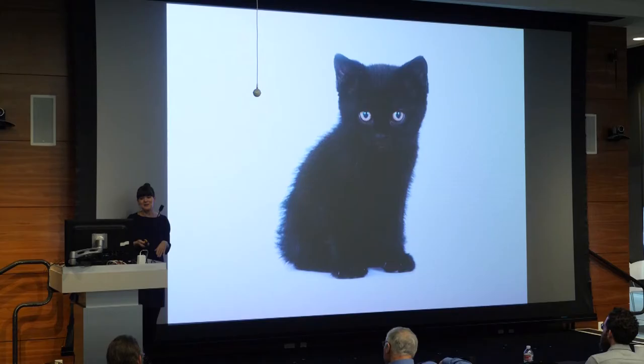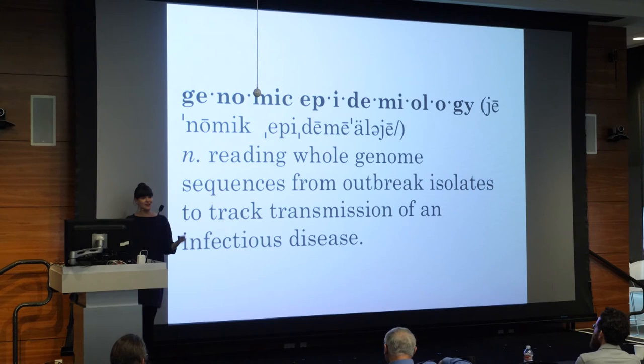So this idea of reading the entire genome of a pathogen rather than just DNA fingerprinting it has really given rise to this domain of genomic epidemiology. Let's read whole genome sequences, get at kind of the ultimate genotype, and use that to reconstruct transmission.